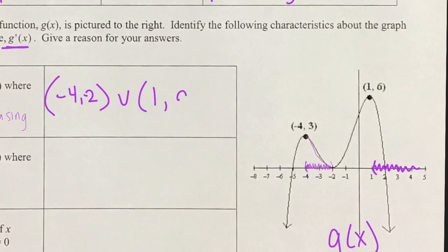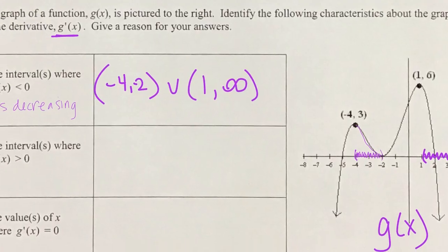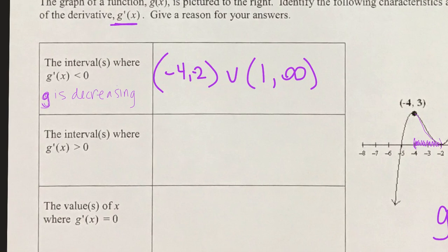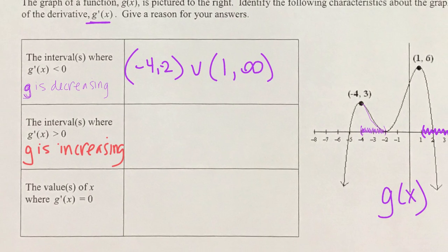So from 1 to infinity is also an interval where the derivatives, the slopes of the tangent lines, would be negative. Right, all we know is that they're negative. We don't know about their steepness. We just know that they are, in fact, negative. If the derivative is negative, our y values are decreasing. Intervals where g prime is greater than 0, that must be where g is increasing. The y values are getting larger as you go from left to right.